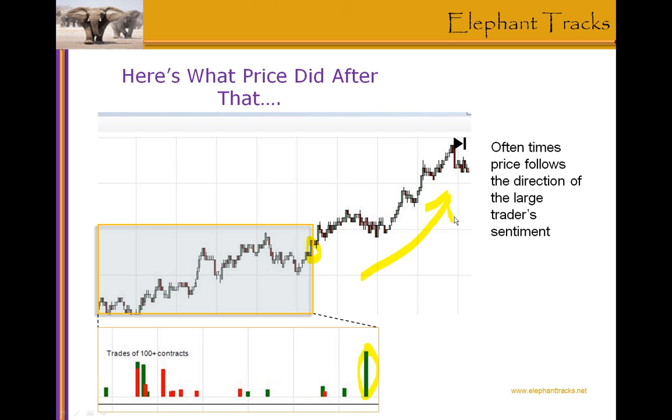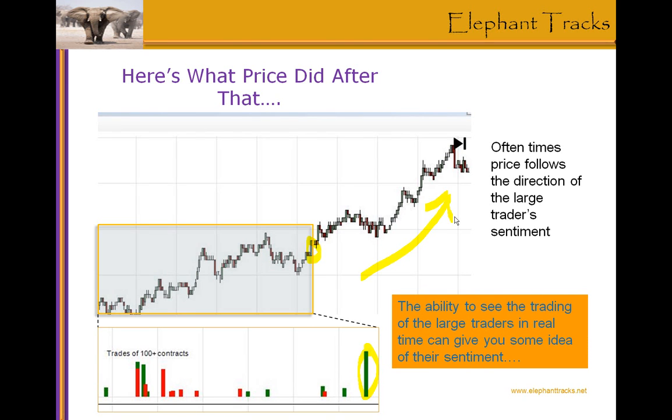And really, that's the value of the Elephant Tracks indicator. It gives you the ability to see the trading of the large traders in real time and can give you some idea of their sentiment.